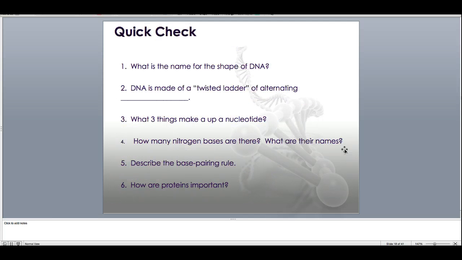So here's a quick check. We will go over these questions in class, but I just want you to think about these and kind of jot down some answers while we go. I'll pause for a couple of seconds in between each question so you can jot down your thoughts, okay? So 1, what is the name for the shape of DNA? What does DNA stand for? What do we call that? Second question, DNA is made up of a twisted ladder of alternating, what was that building block that we said DNA is made up of?